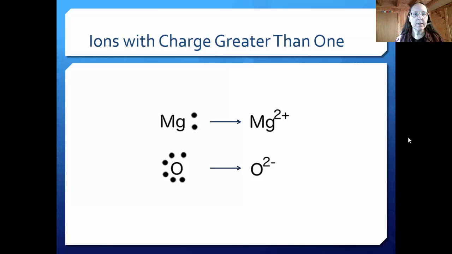Oxygen has 6 valence electrons, so it needs to gain 2 to have a stable configuration. The charge on an oxide ion is 2 negative.